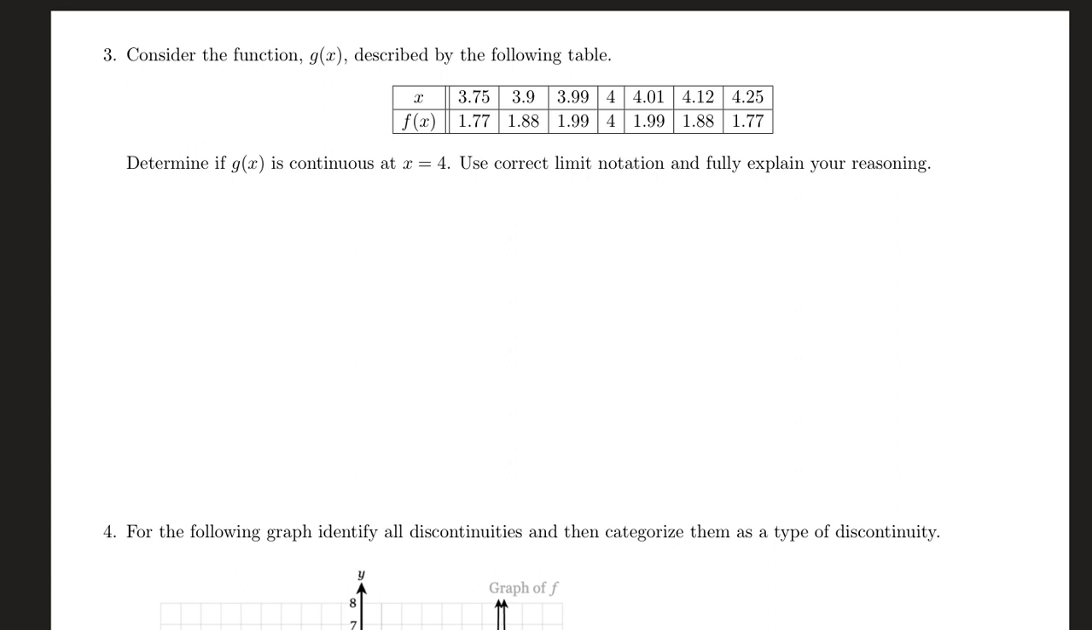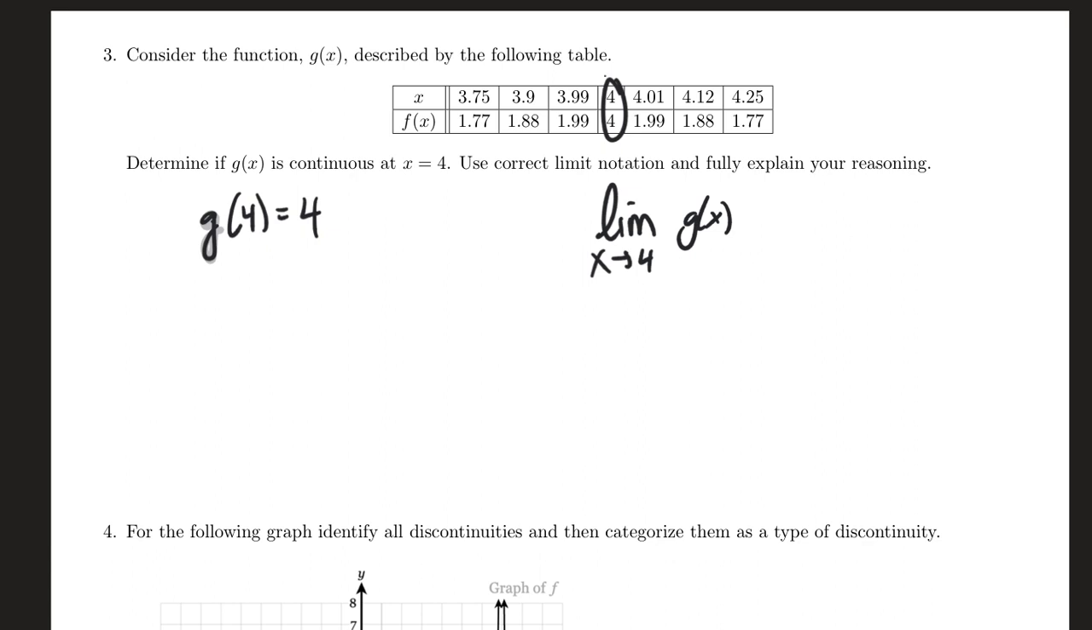All right, 3 is similar to the last one, but you're just working on a table instead. So they're asking, is it continuous at 4? Well, first of all, we need to figure out what is f of 4. F of 4, when I plug in 4, I get 4. Next, I need to find the limit as x approaches 4. And sorry, I put f here, but this should be g.